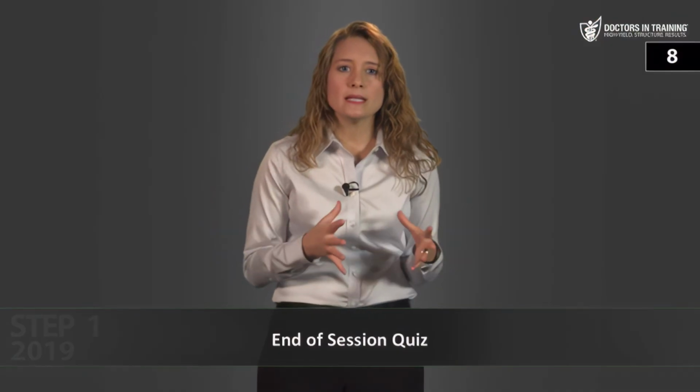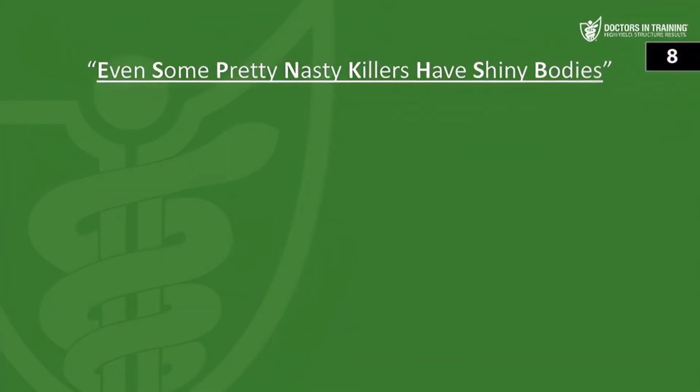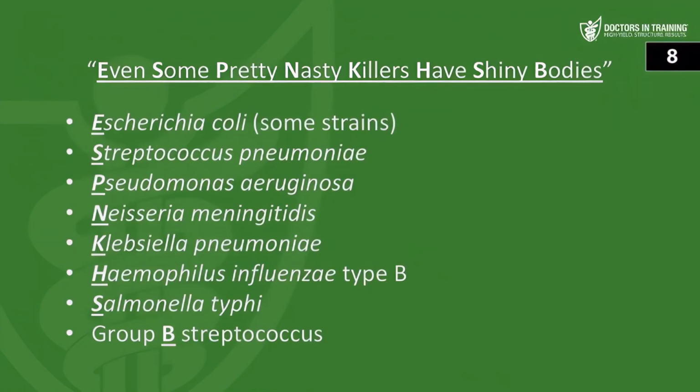Next, which bacteria are encapsulated? The mnemonic to remember is even some pretty nasty killers have shiny bodies. So that's some strains of E. coli, Strep pneumoniae, Pseudomonas aeruginosa, Neisseria meningitidis, Klebsiella pneumoniae, Haemophilus influenzae, Salmonella typhi, and Group B strep. And then it's not a bacterium, but another important pathogen to remember that has a capsule is Cryptococcus neoformans, which is a fungus.